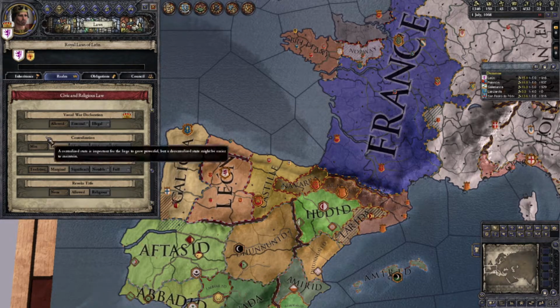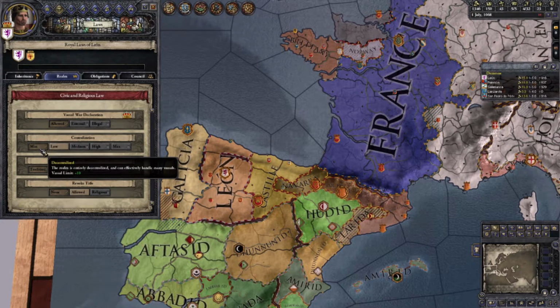Centralization minimum. A centralized state is important for the liege to grow powerful, but a decentralized state may be easier to maintain. Currently we are decentralized. The realm is entirely decentralized, and can effectively handle many vassals.